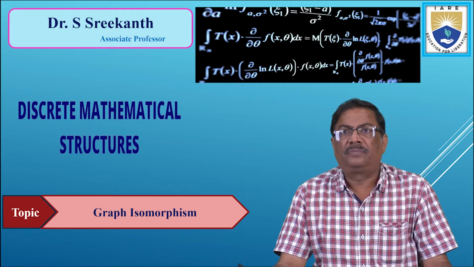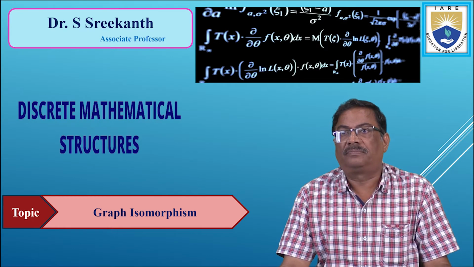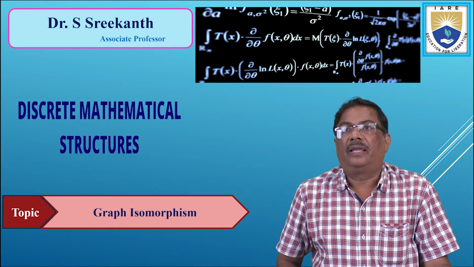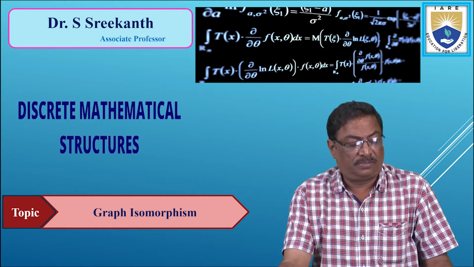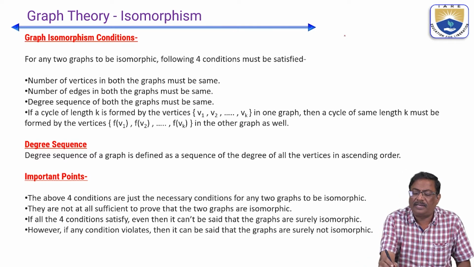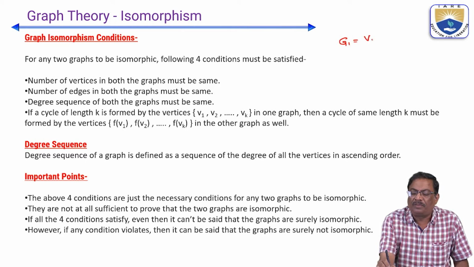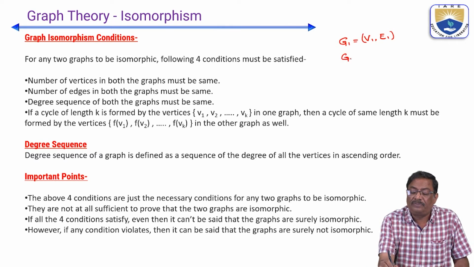Welcome to the session. Today we are going to discuss graph isomorphisms. Whenever any graphs are given, what is the isomorphism condition between those graphs? Let us consider G1 as one graph which has V1 vertices and E1 edges, and G2 as another graph which has V2 vertices and E2 edges.